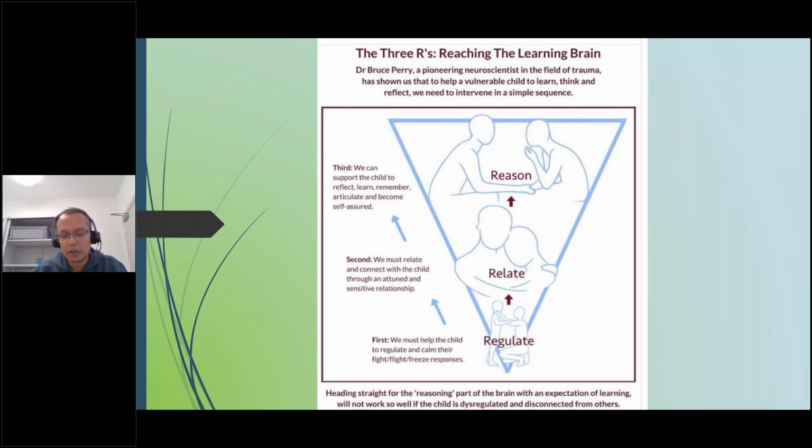So when you're in an argument or fight with somebody, if you're bringing across your point, which is very reasonable, they probably won't be able to hear it till they come to a regulated or calm place, and then they are able to reason or hear what you have to say.